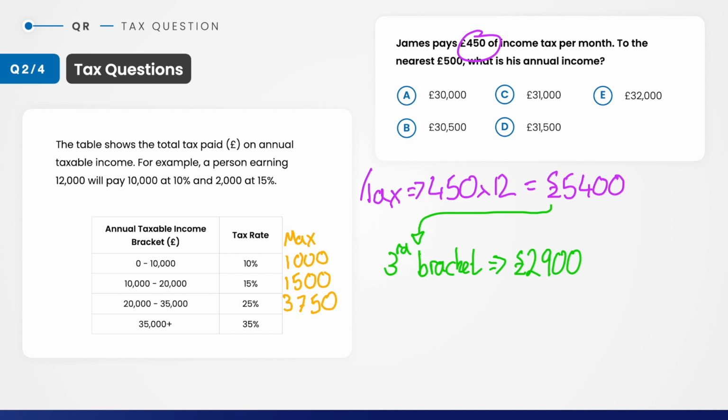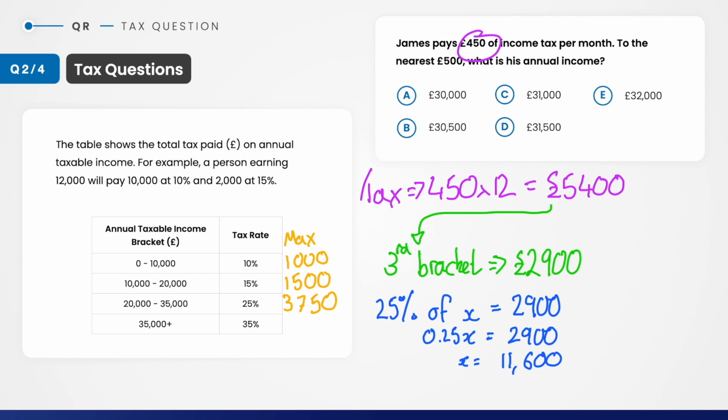So if we imagine what this tax rate and having a third bracket tax of 2,900 actually means, well, that means if we take 25% off his income in the third bracket, let's just call that X. So X here represents income in the third bracket. Then that's going to equal 2,900. So that's the same as saying 0.25 of X equals 2,900. So all we have to do is take that over to the other side, which would be the equivalent of timesing by 4. So we get X equals 11,600. Grand. So that means he earns 11,600 within that third bracket.